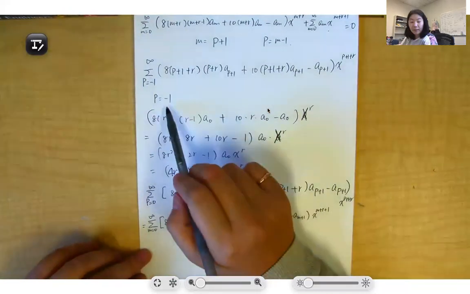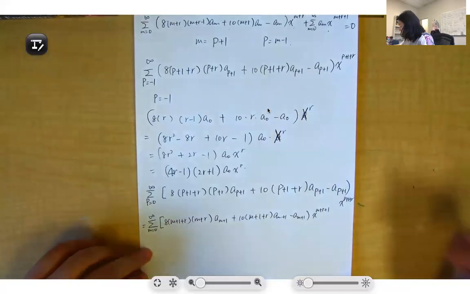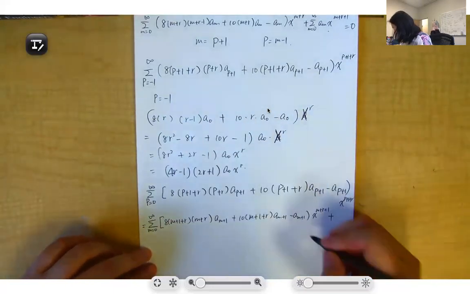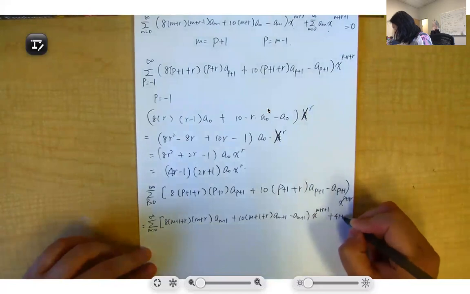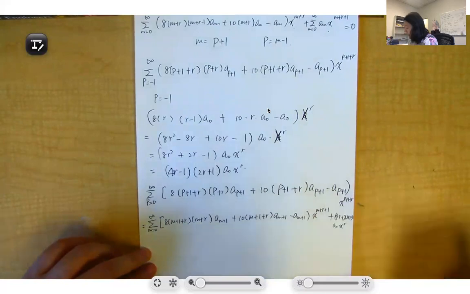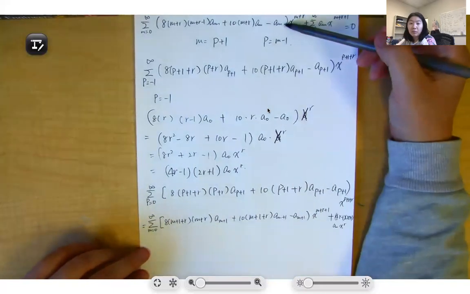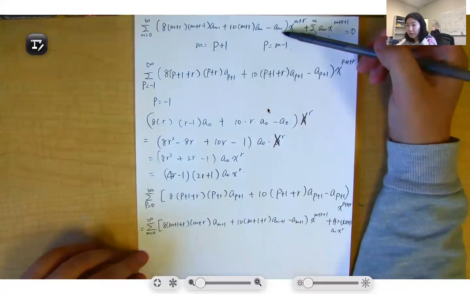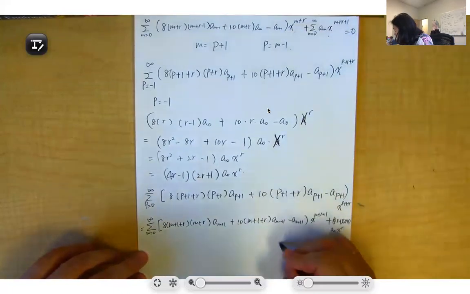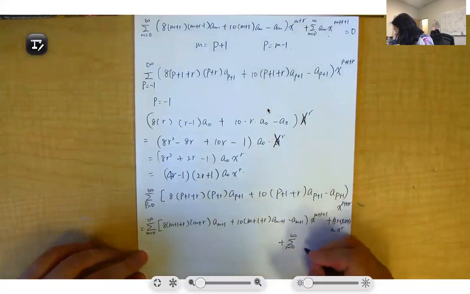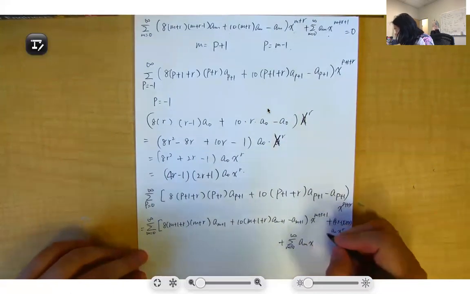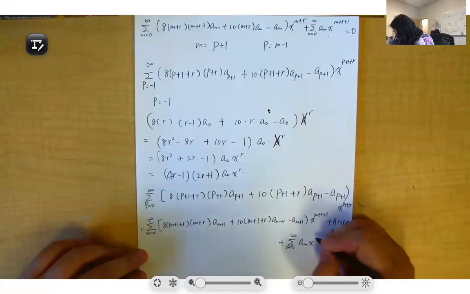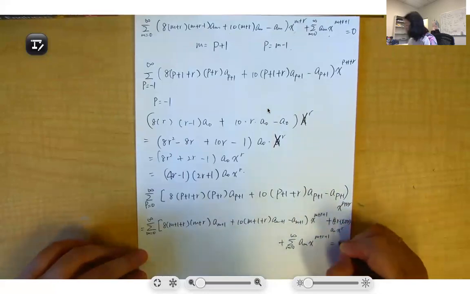And you also need to add this p equals minus 1 term. So it's plus this (4r minus 1)(2r plus 1) times a_0 x to the r. That is the whole term representing the first part. And you also need to add this part: plus the sum from m equals 0 to infinity of a_m x to the m plus r plus 1 equals 0.